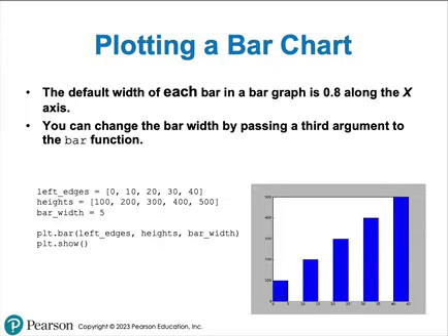As far as the width, it is 0.8 along the x-axis, and you can change that by passing a third argument. So you'll notice down when we called plt.bar, we still have the left edges, we still have the heights, and now we have a bar width, which is now 5.